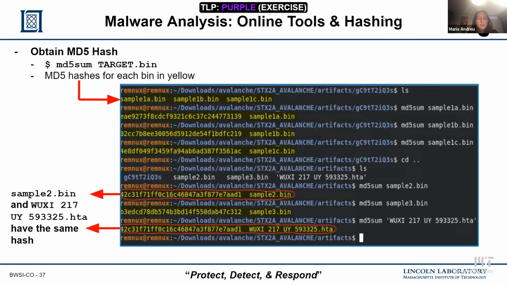So we used a command called md5sum to get the hashes of the bin files and the HTA file. As you can see here, sample2 bin and the HTA file both have the same hash.